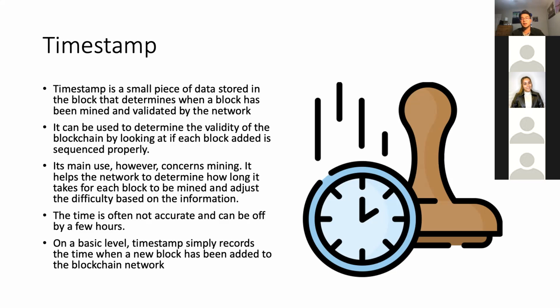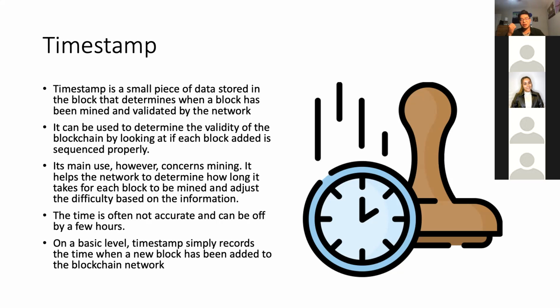Its main use does concern mining. It helps networks determine how long it takes for each block to be mined and adjust the difficulty based on the information. The time is kind of weird, because we think of blockchain as really advanced technology, but the timestamps are often not very accurate and can even be off by a few hours.